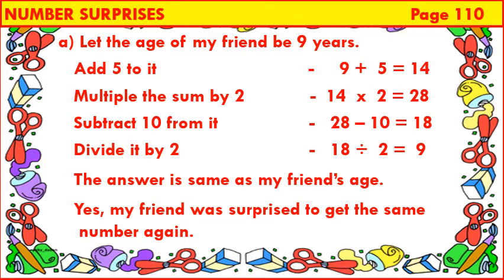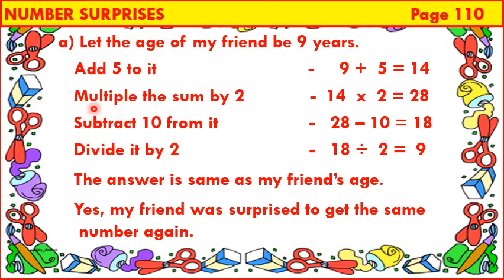Number surprises. Ask your friend to write down his age secretly without disclosing it to you. Suppose he writes his age as 9. Now tell him to add 5 to it. So he gets 9 plus 5 is 14.